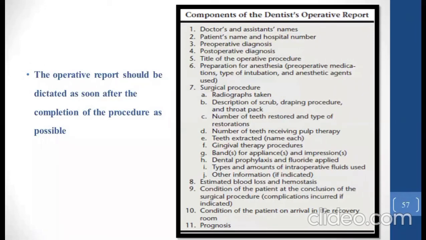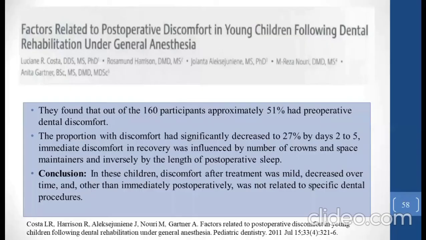type and amount of the intraoperative fluid used and other information if indicated, estimated blood loss and the hemostasis, condition of the patient at the conclusion of the surgical procedure, any complication if indicated, condition of the patient on arrival in the recovery room, and the prognosis.